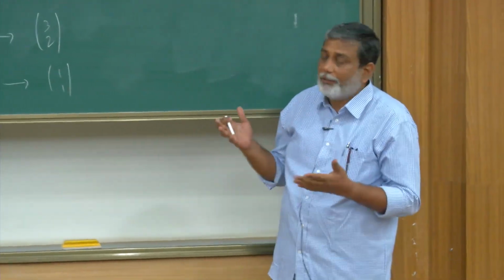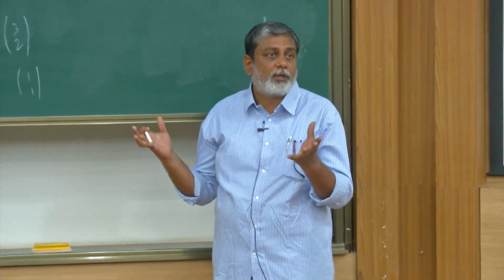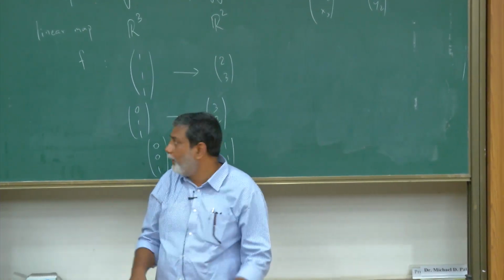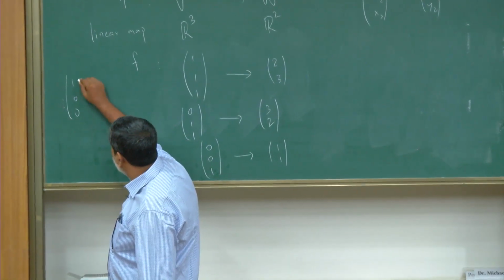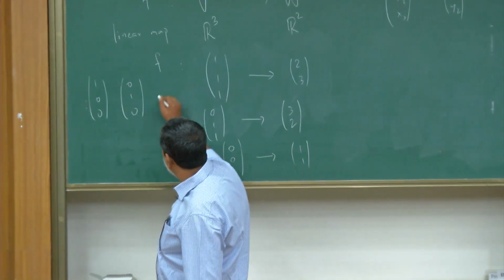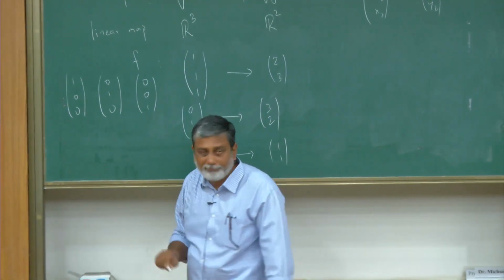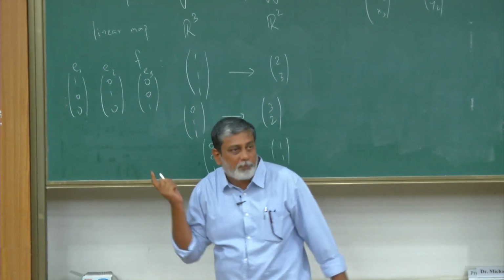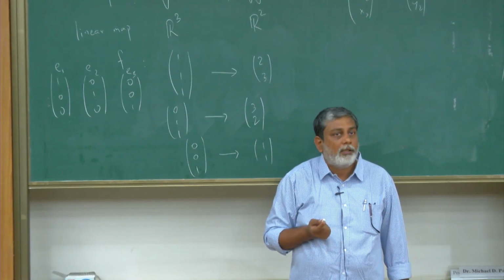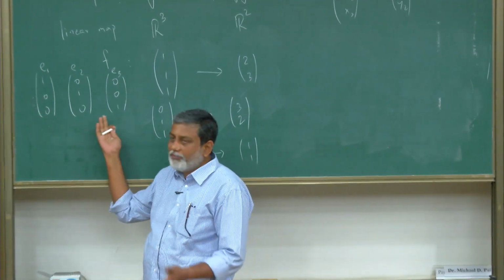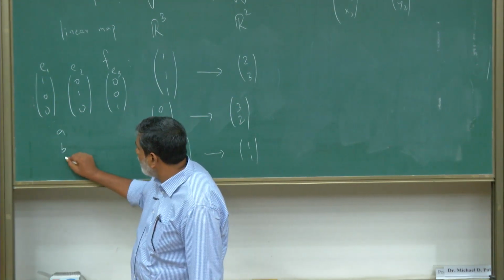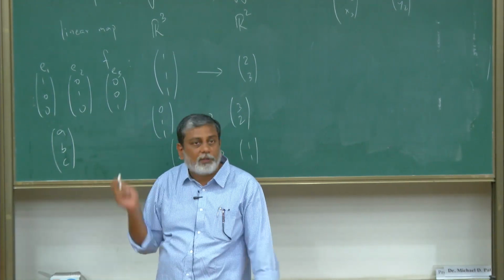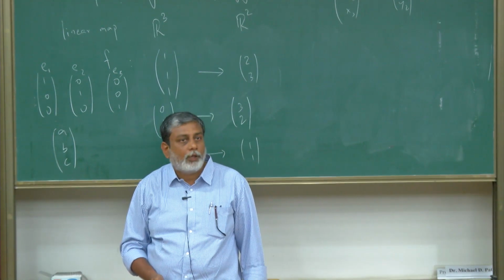Now, amongst the various bases that you can take for R3, there's a standard basis. The standard basis is given by (1, 0, 0), (0, 1, 0), and (0, 0, 1). I would use E1, E2, E3 to represent this. And why we call this the standard basis is because if you have a vector (A, B, C), then that vector is A times E1 plus B times E2 plus C times E3.